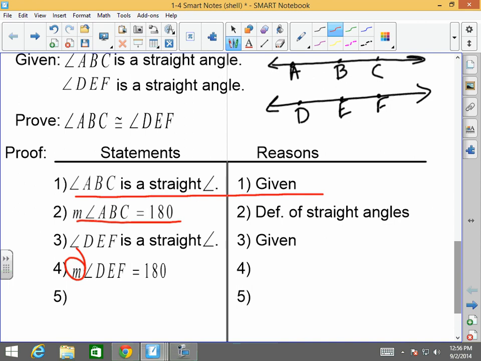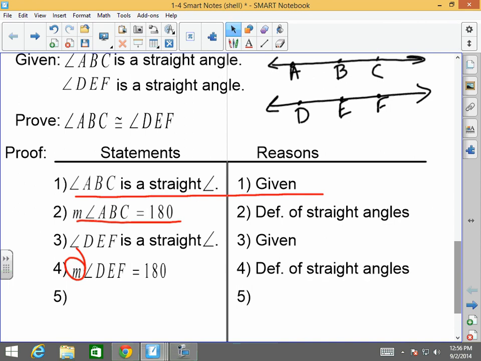Thank you very much. Now, the measure of DEF is 180. Why? Definition of straight angles. Sure, and then what's number 5, my man? You're almost on. You're right. I'm going to let you continue. The only thing you had said is measure of angle ABD and measure of angle DEF. The measure was given here.